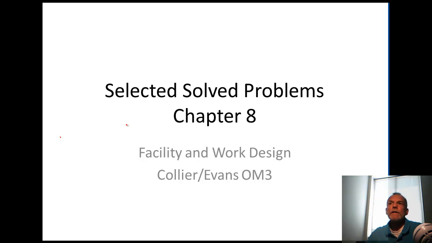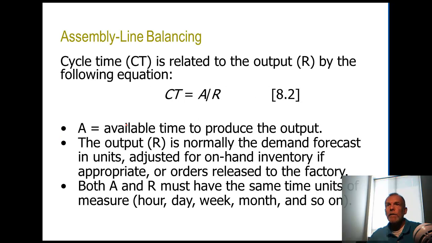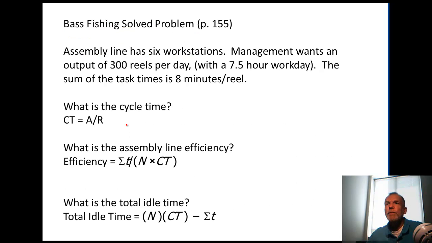Welcome back. Let's look at solving some of the Chapter 8 problems out of our Collier and Evans textbook. The first type of problem we're going to solve is one in which we're calculating cycle time. You can see the formula given here, A divided by R. A is the available time to produce an output, and R is the demand forecast. So we'll use the solved problem from page 155 in the book.